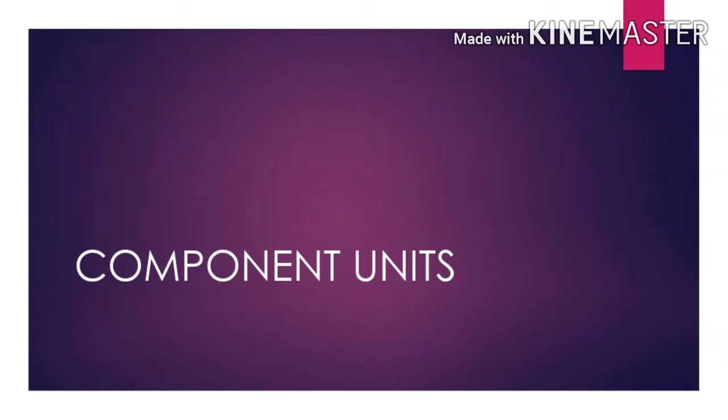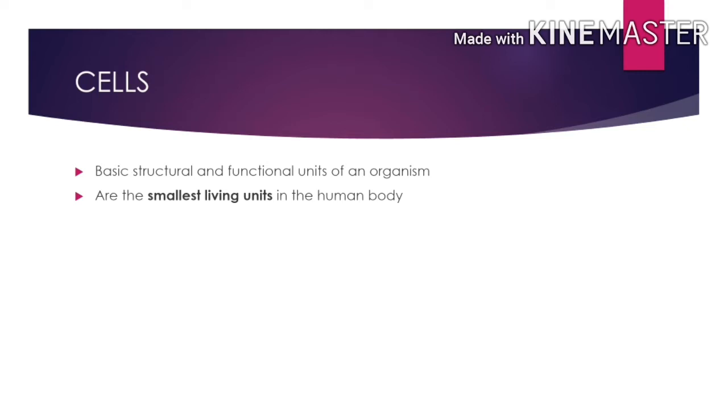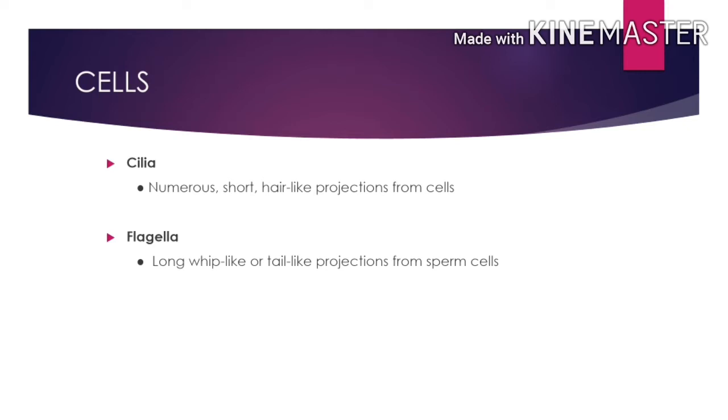So we are here to explain the component units, which are the cells, tissues, organs, and systems. Cells are the basic structural and functional units of an organism. Cells are the smallest living units in the human body. Cilia: numerous short hair-like projections from cells. Flagella: long whip-like or tail-like projections from sperm cells.